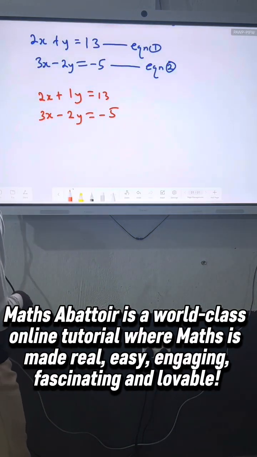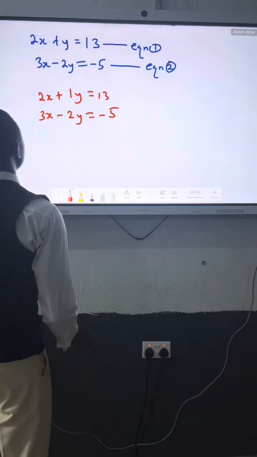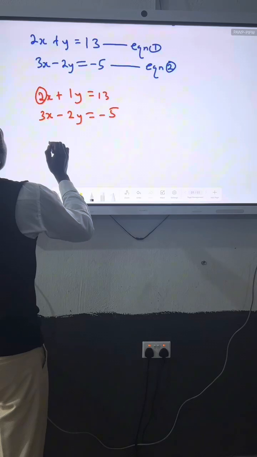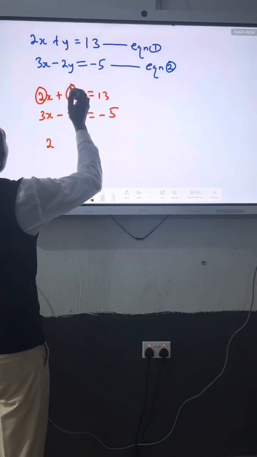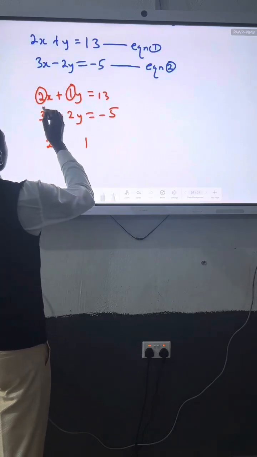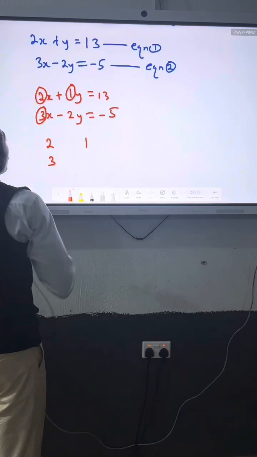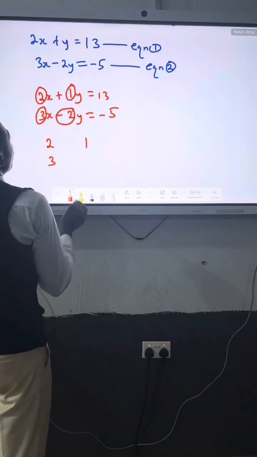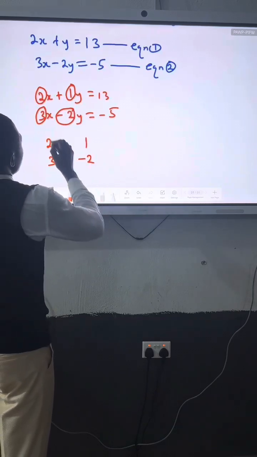So collect the coefficients of x and y in equation 1 to form the first row of the matrix. The coefficient of x here is 2, so we have 2. The coefficient of y here is 1, you write it. Go to the next equation. The coefficient of x here is 3, you write it under row 2 of the matrix. The coefficient of y in the second equation is negative 2. You have it like this.